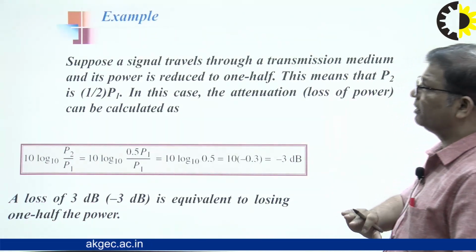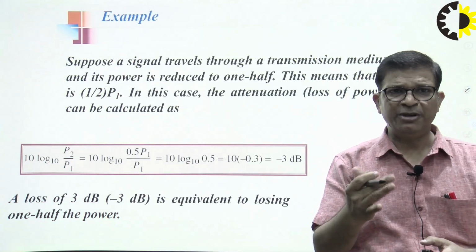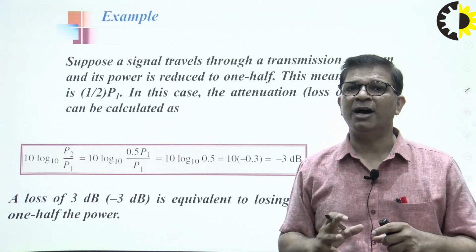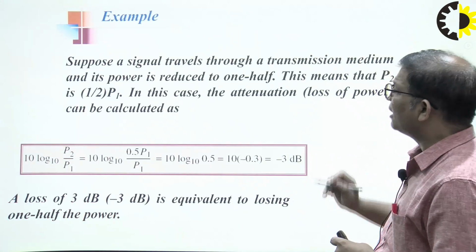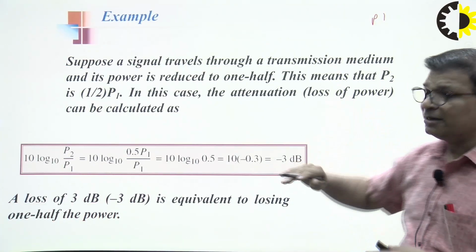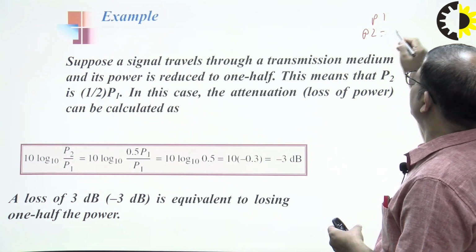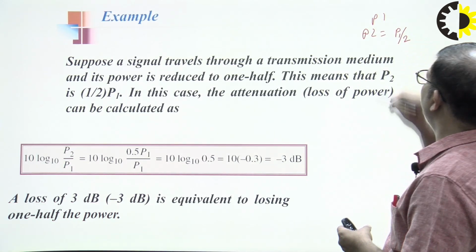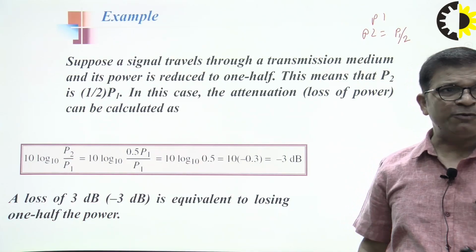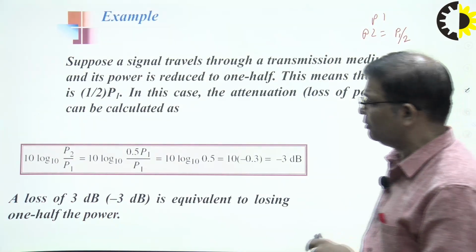So, how can we study this? Suppose a signal travels through a transmission medium, wired or wireless, and its power is reduced to 50%, one half. Let's say in the starting it's P1, and then when it reaches its destination, it's P2, the signal power becomes half, P1 upon 2. Its power is reduced to one half. It means that P2 is 1 by 2 P1. So, in this case, attenuation or the loss of power can be calculated as follows.